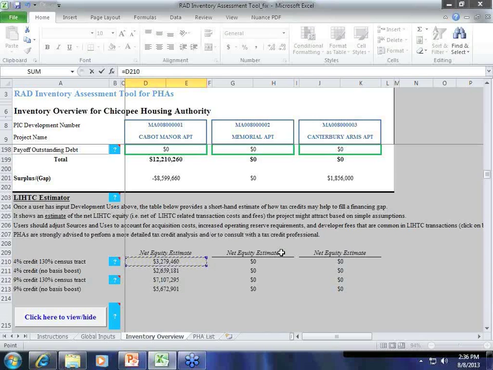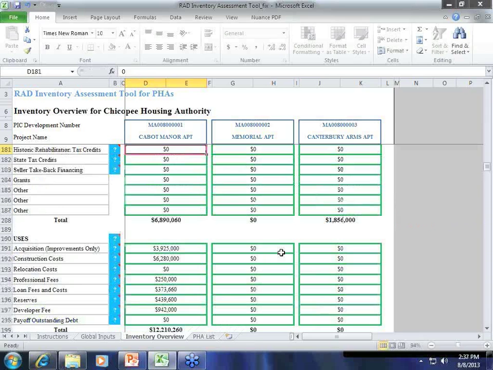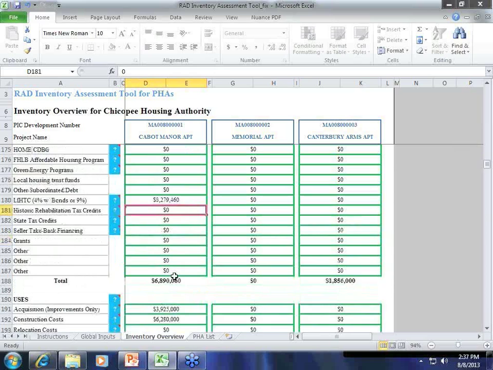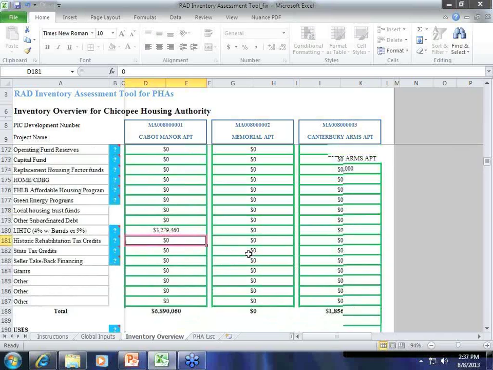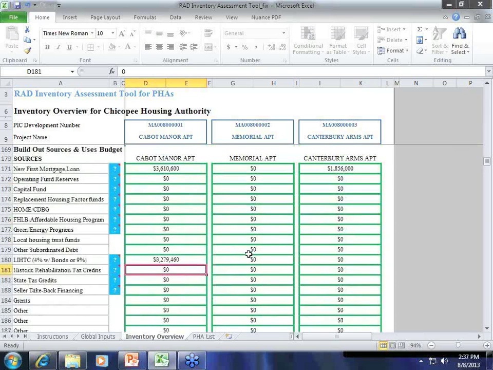So if you've done a LIHTC deal before, you know that certain census tracts are eligible for a boost in the tax credits. And often it's because they're in high poverty areas, and we've found that it is more likely than not that the public housing projects are in a high poverty area. So we tend to assume that you're going to get the 130% census tract boost, but that's something you're going to want to look up the address and look up whether you, in fact, are eligible for that boost. But for purposes of the numbers today, we're going to assume that you are.